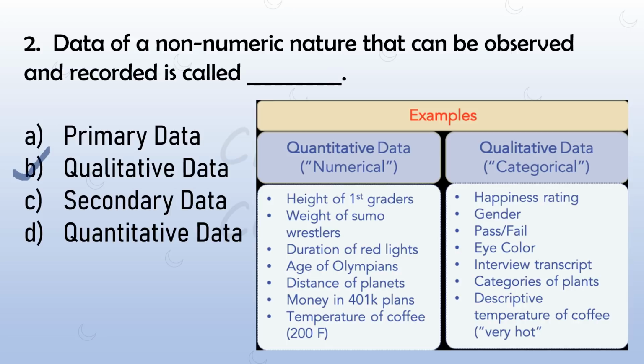Data can be categorized into two, basically, that is quantitative data and qualitative data. Look at these examples that you can see. You will be able to easily understand the difference between the two. Quantitative will be quantity, so it will be mostly numerical, and quality will show you the different qualities of that item, like color, gender, pass or fail, etc. Look at the examples of quantitative. They are all numbers: height of first graders, weight of sumo wrestlers, duration, that is time of red lights, etc.